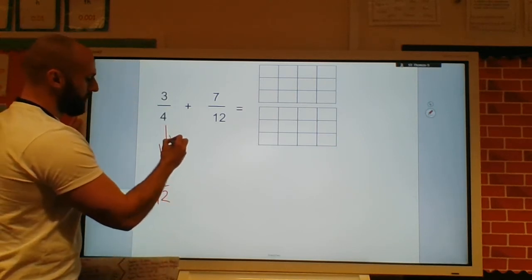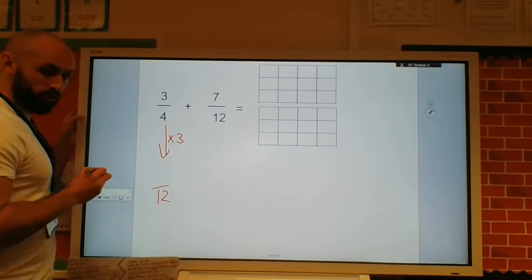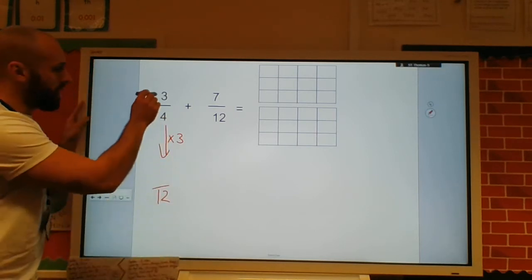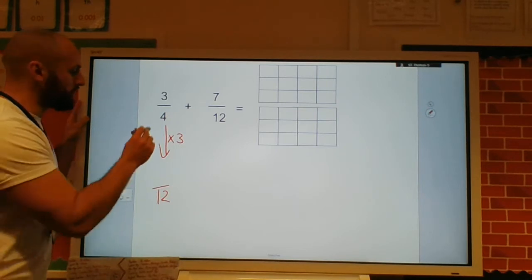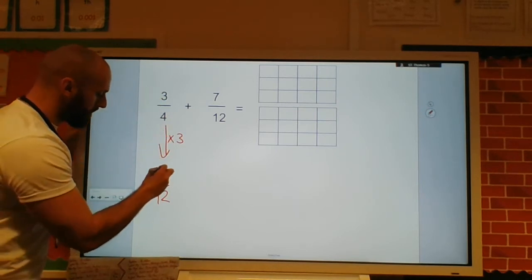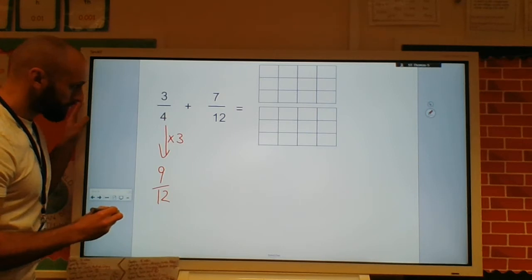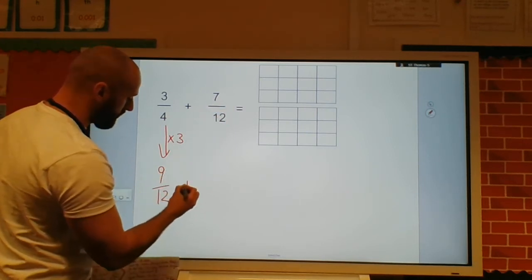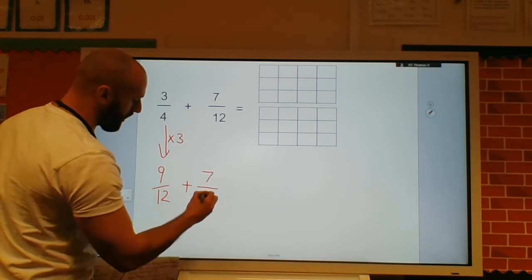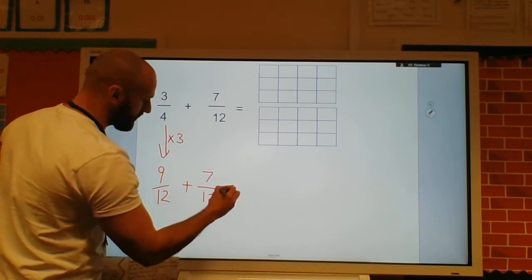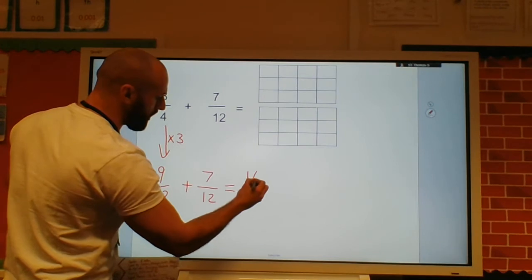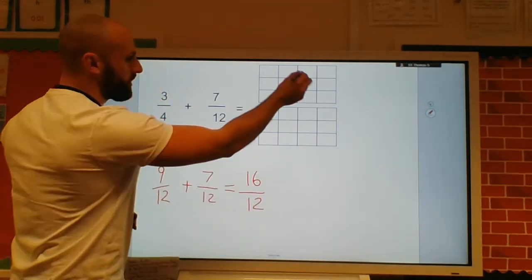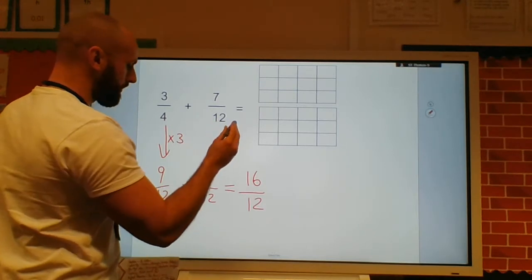4 times by 3 gives us 12. So, whatever I do to the denominator, I must also do to the numerator. 3 times 3 is 9. So now I have 9/12 add 7/12, and that's going to give me 16/12, an improper fraction.